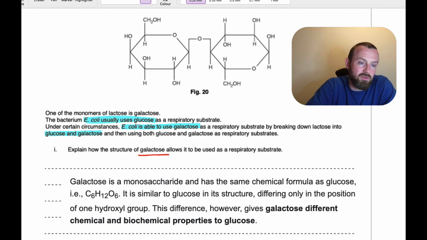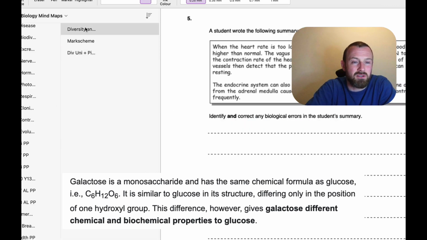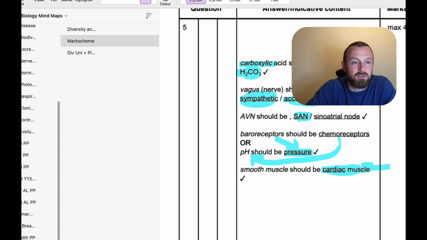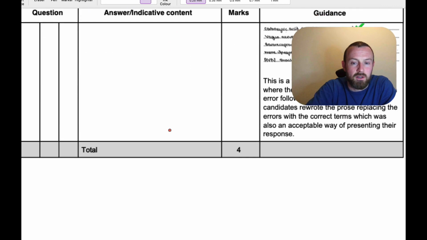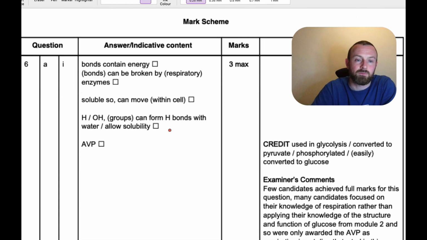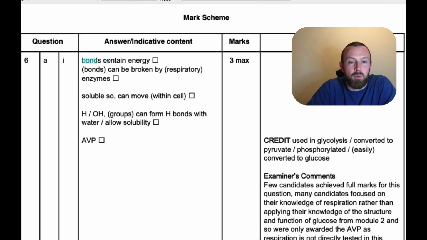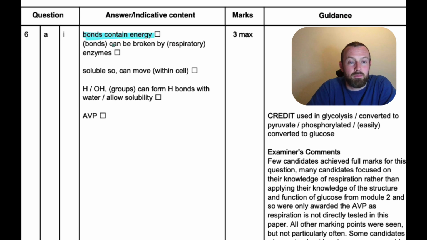This question I took from an older specification, an older syllabus, so the mark scheme is a bit weird. So if you didn't do so well on this, I wouldn't worry too much. The mark scheme said what you could have been awarded for: bonds contain chemical energy, can be broken by enzymes. So this is one tick, this is another tick. It's soluble, so it can move within the cell. And I would probably expand on this AVP, because I took this from an old syllabus. I would expect you could get maybe 1, 2, or even 3 marks from the AVP.